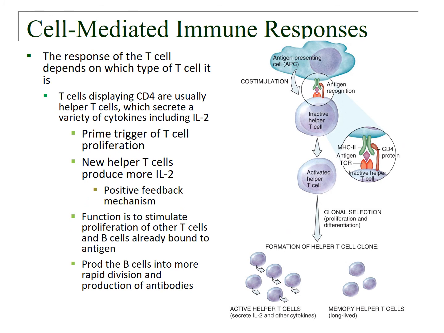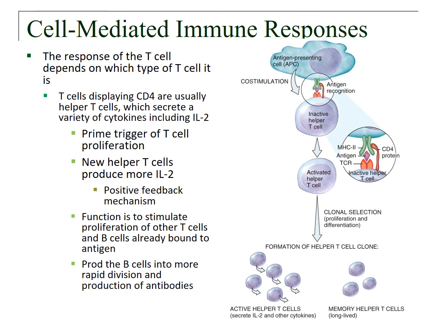Okay, now how the T cell responds depends on what type of T cell it is, and I gave you a brief preview of the different types of T cells. The T cells that display CD4 are helper T cells, and these helper T cells actually secrete interleukin-2, which I just talked about, along with a variety of other cytokines. This is their prime trigger of T cell proliferation, and here's what's going to happen.